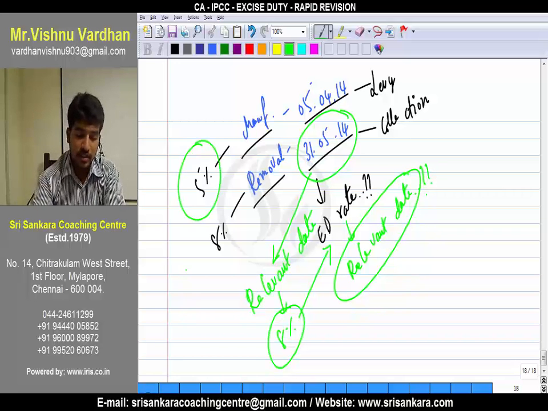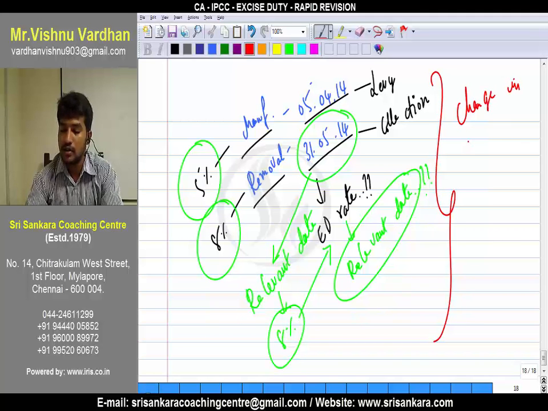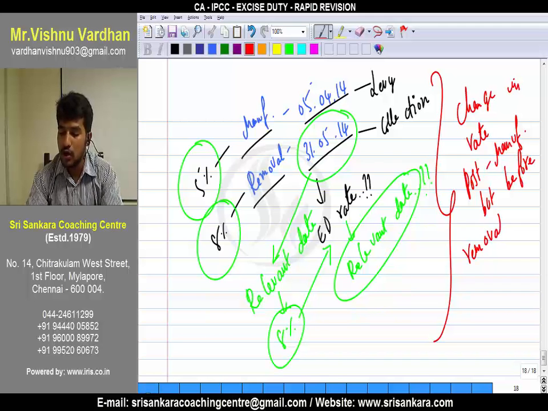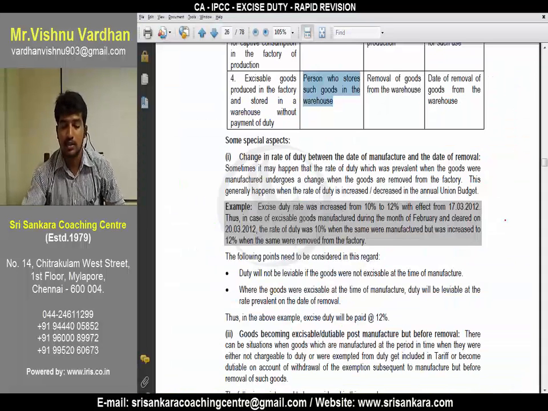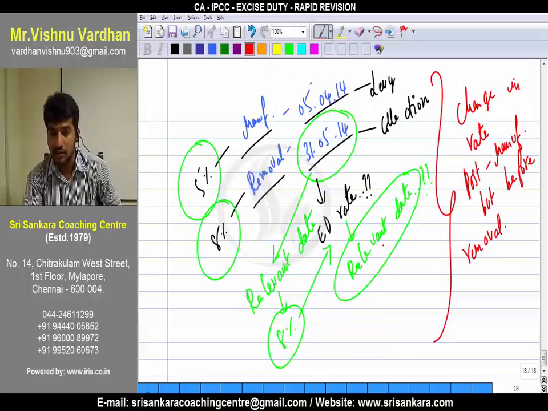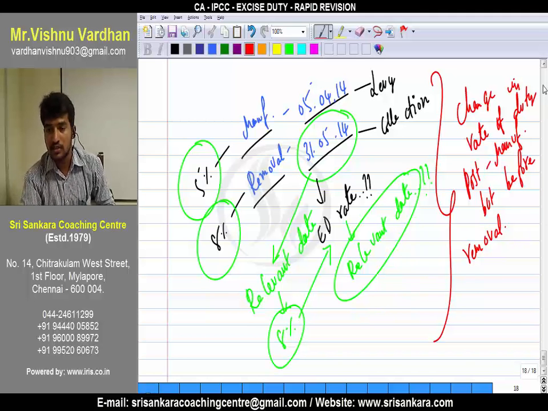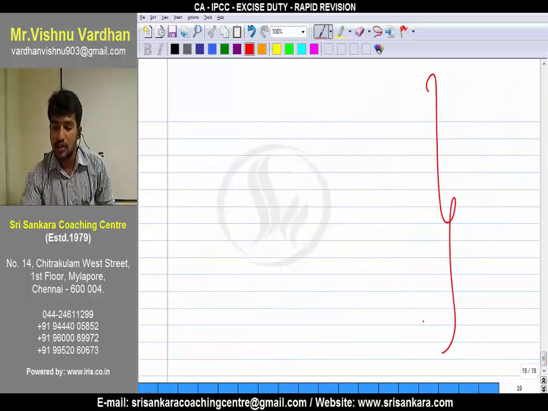Now, this is the case: at the time of manufacture the rate is different, and at the time of removal the rate is different. So this is nothing but a change in rate post manufacture, that means after manufacture but before removal. This is the first aspect discussed here, some special aspects in the institute material: change in rate of duty between the date of manufacture and the date of removal. Then what is the situation? There is a conflict arising. At that time, what is the solution? We will go for the relevant date. On the relevant date, whatever rate is existing, we will take that.